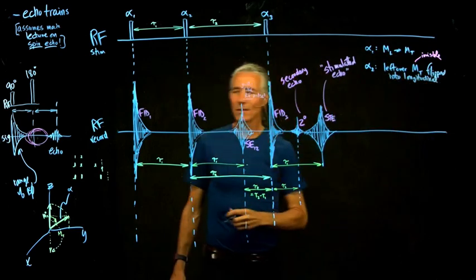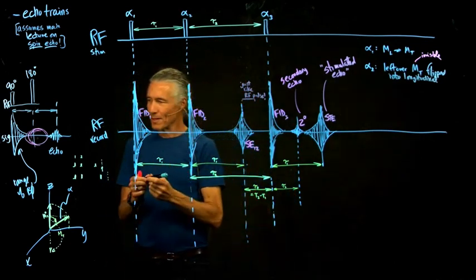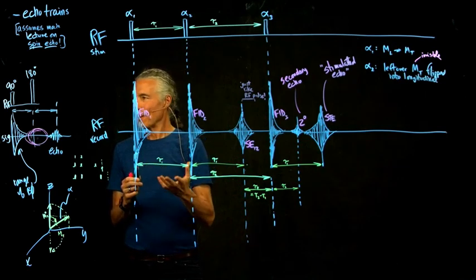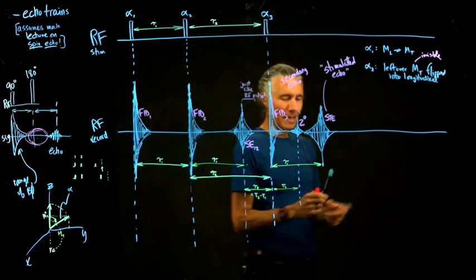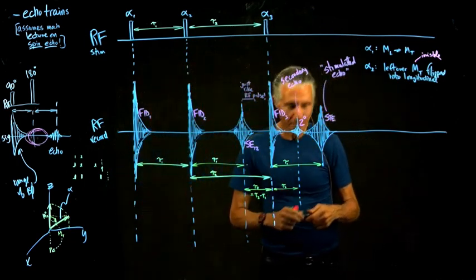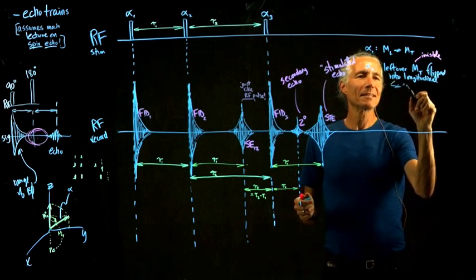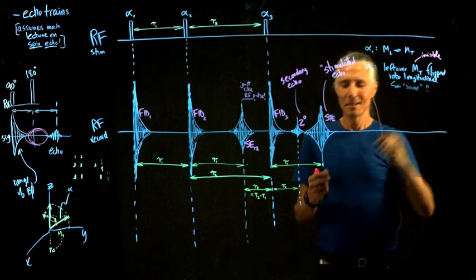So it's flipped into longitudinal. So you've got some leftover magnetization and you turn it into longitudinal, some part of it. You don't have to do all of it, just some part of it. Now what happens is it gets saved. So why does it get saved?